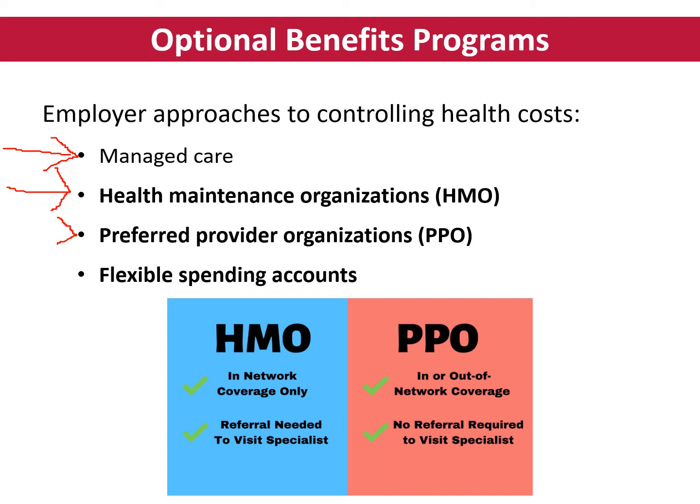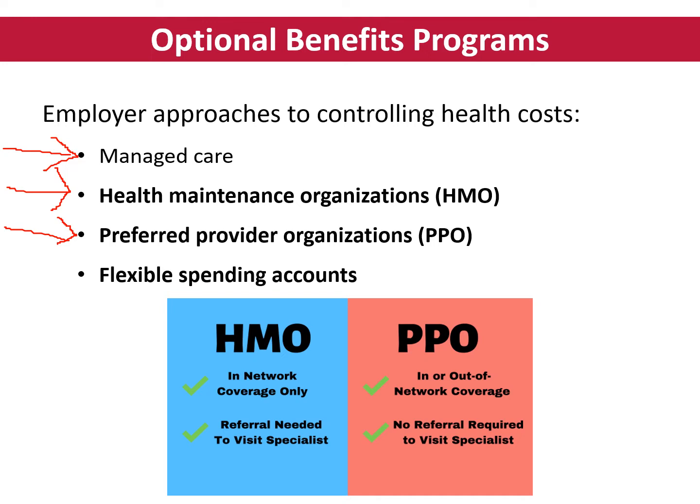Then you have a PPO, and this is a preferred provider organization. These are when insurance companies have providers who they prefer that you go to, who are in network, and then other providers who are out of network. And it is much less expensive for employees to go to the in-network providers that have different agreements with the insurance company.